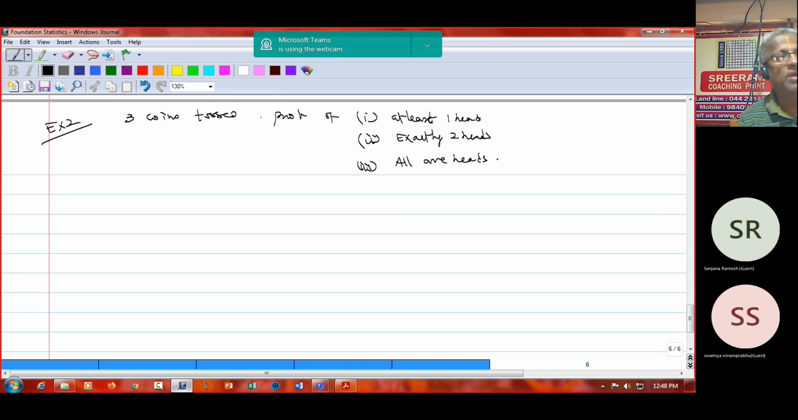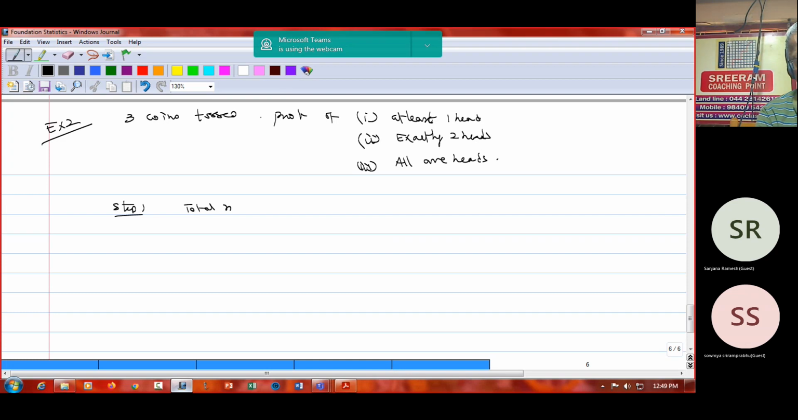Firstly, prove that it is 8. Total possible events: a coin has 2 faces, it's 3 coins, so 2 power 3, 8. So first and foremost, the denominator should be certain.